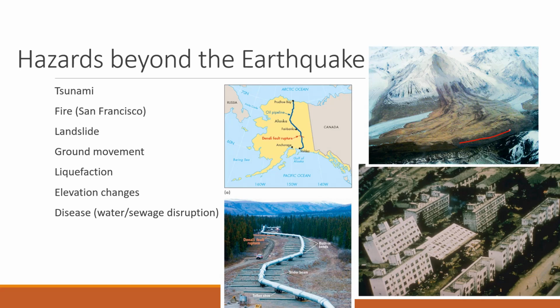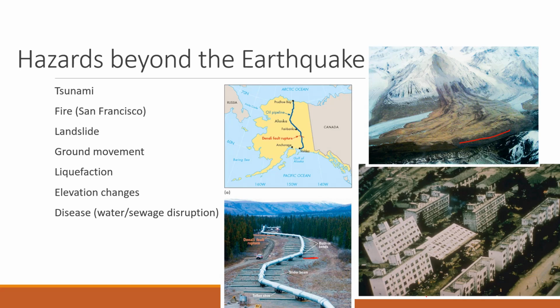The ground is moving. So this is the Denali pipeline. And it is on these rolling tracks because they know that it goes across a massive fault. And so they put it on this rolling track so that if that fault moves, you're not going to break the pipeline, it has a bit of give.